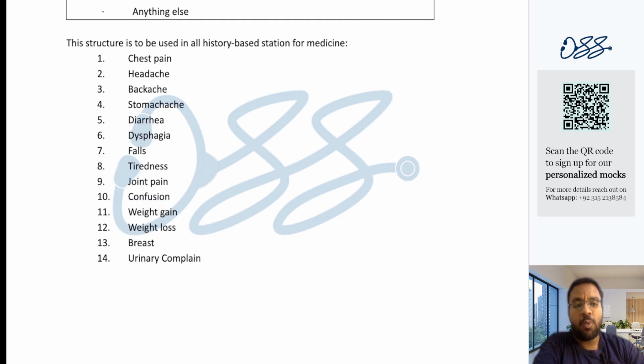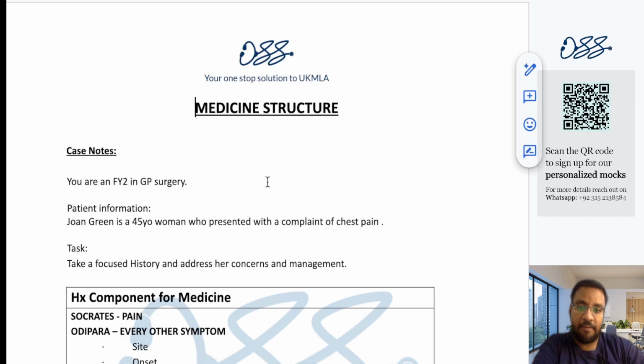Whatever the medical topics and medical differentials are, and whatever the presenting complaint those differentials may present with, you can use the structure in all of these cases. So if you encounter someone presenting with the concern of abdominal pain, diarrhea, or dysphagia, and it's just a pure history based station, then you know that you have to follow this particular structure. So, let's begin.